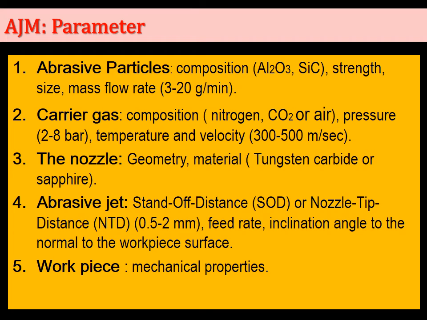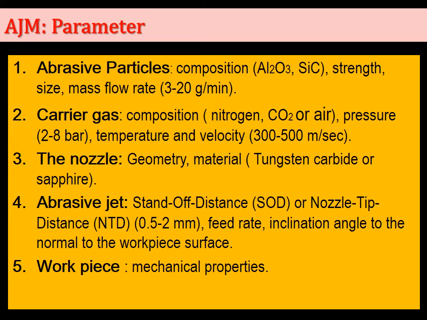The inputs are, first, the abrasive particles. These are the major inputs. When we change the abrasive particles, you can change the output of the process. Okay, and what are the different types of abrasive? The composition of the abrasive is near about silicon carbide or aluminum oxide, and the mass flow rate of the abrasive is again an important factor among the parameters.